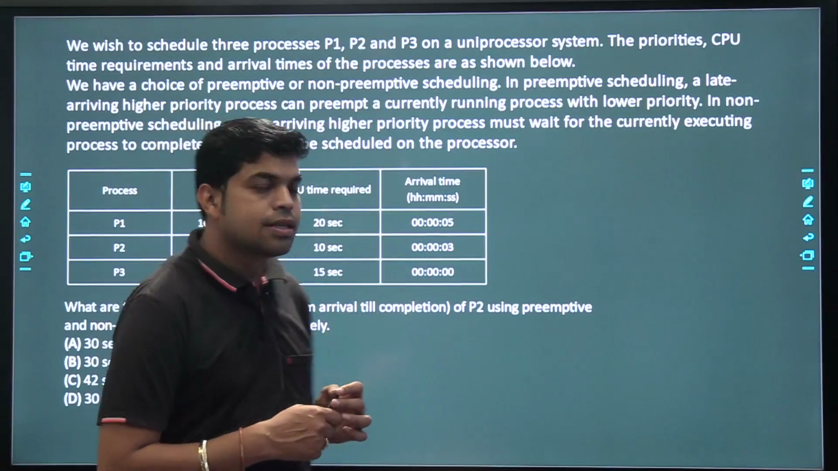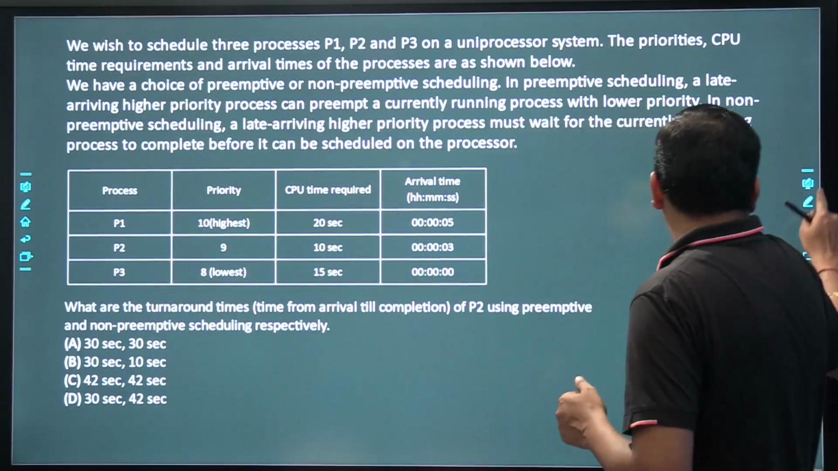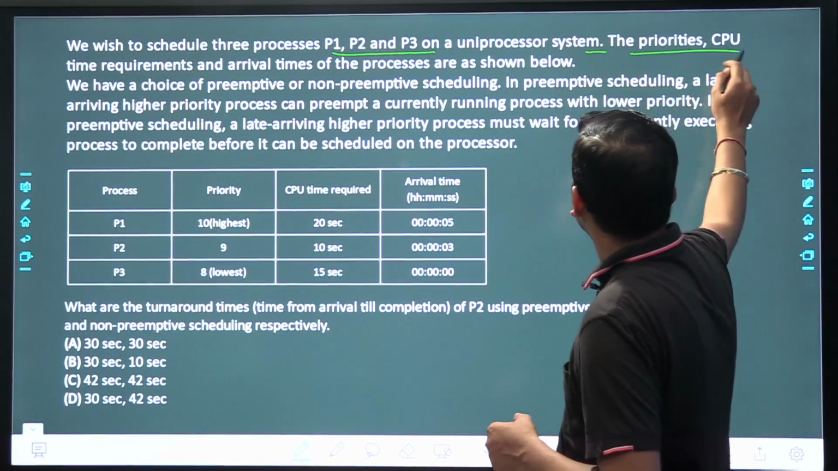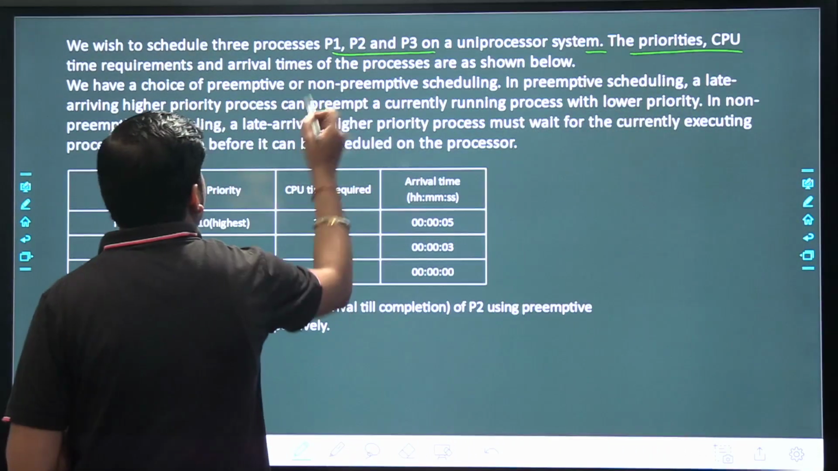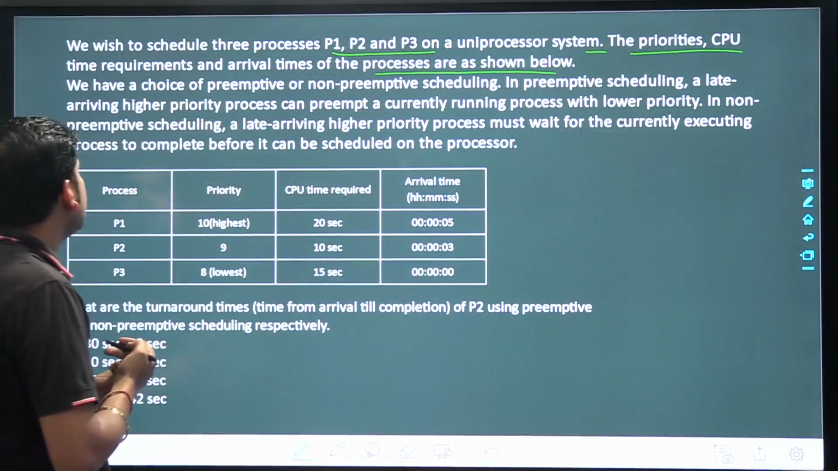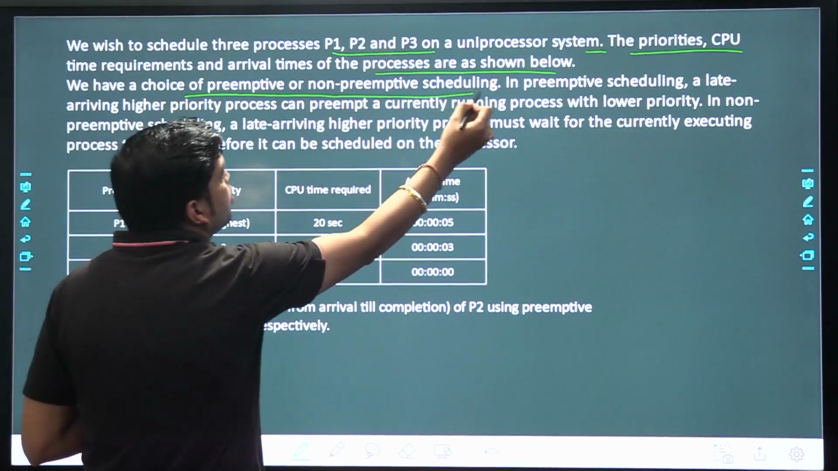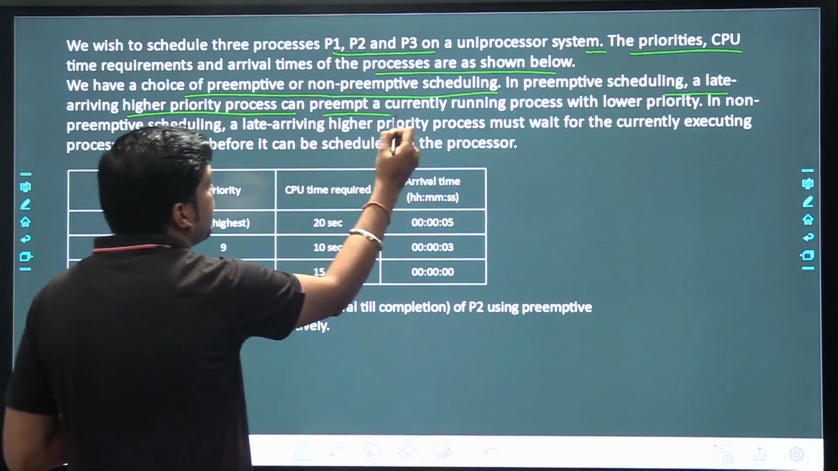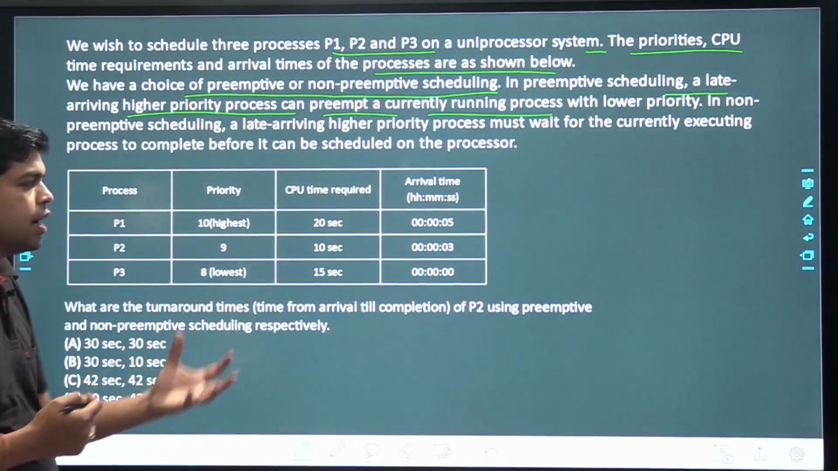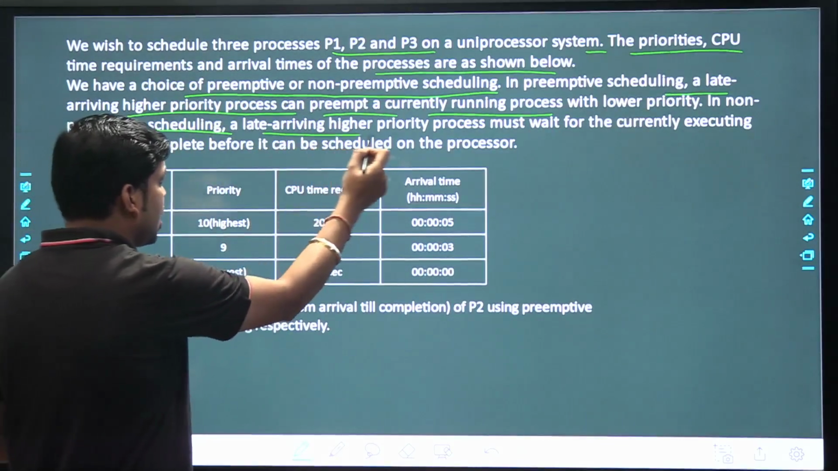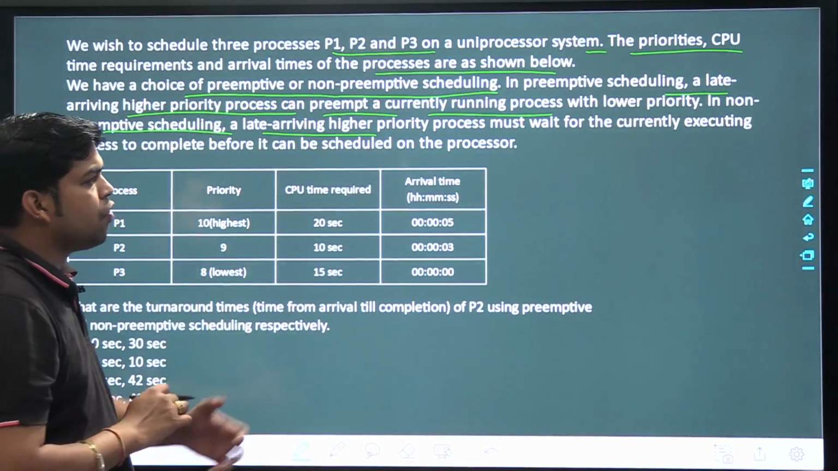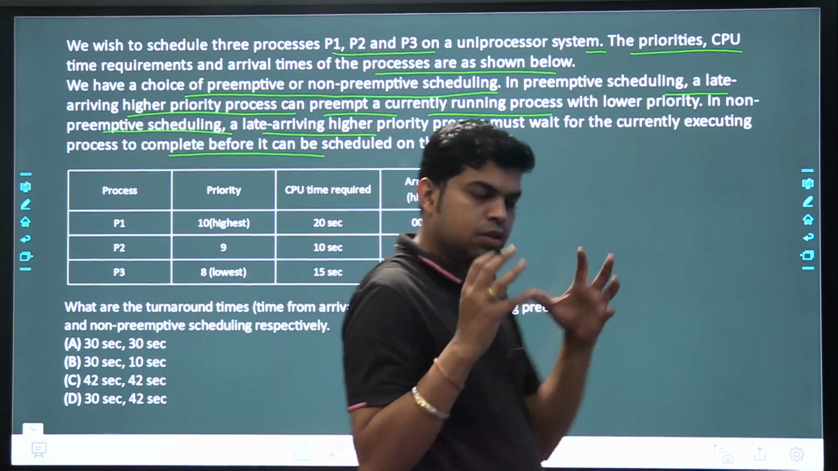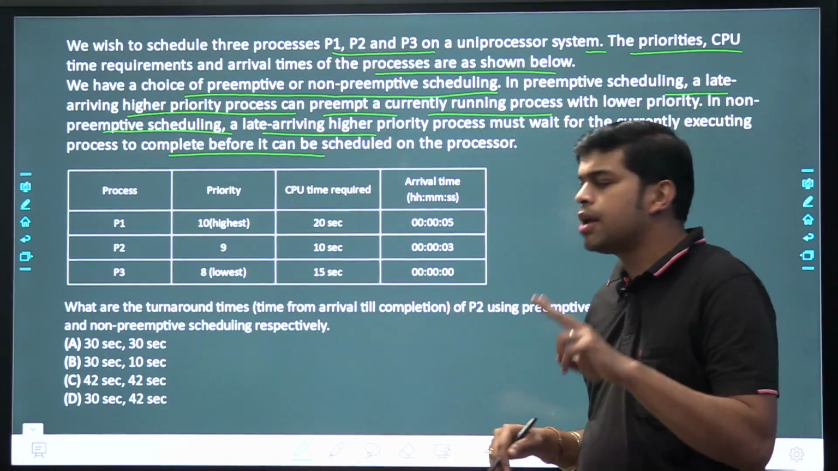So let's discuss. The first question is: we wish to schedule 3 processes P1, P2 and P3 on a uniprocessor system. The priorities, CPU time requirement and the arrival time of the processes are shown below. So we have a choice of preemptive or non-preemptive scheduling. In preemptive scheduling, an arriving higher priority process can preempt a currently running process with lower priority, and in non-preemptive scheduling, an arriving higher priority process must wait for the currently executing process to complete before it can be scheduled on the processor.